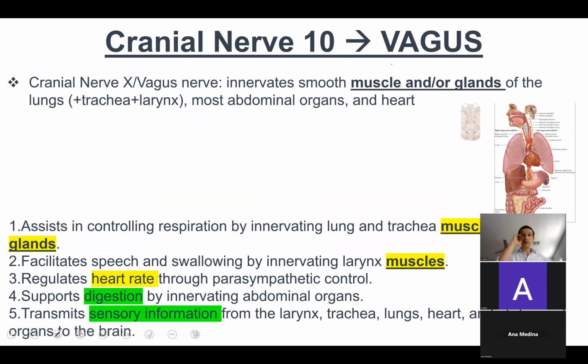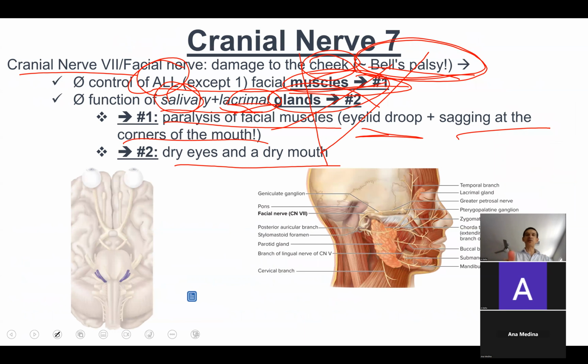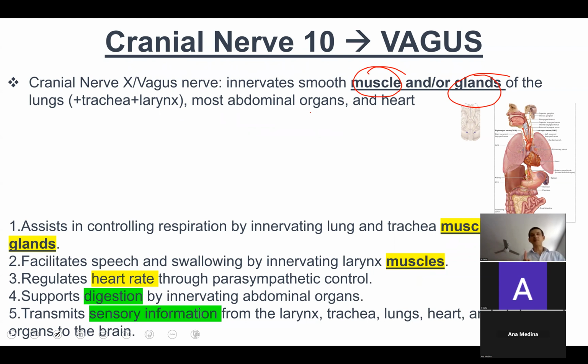All right, cranial nerve 10, vagus. So much you can talk about it. Just to summarize, it works on the muscles and the glands, similar to cranial nerve number 7. We had muscles and glands, right? But this one is a little bit different because it goes down all the way from the head to the abdominal organs and the heart and the lungs.